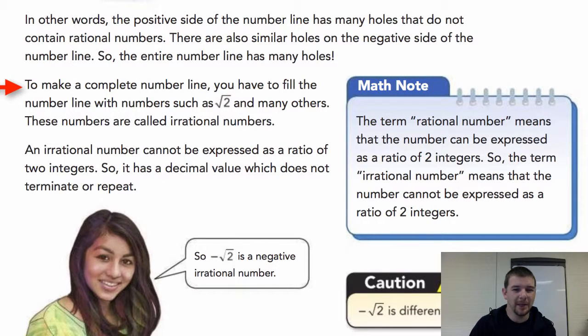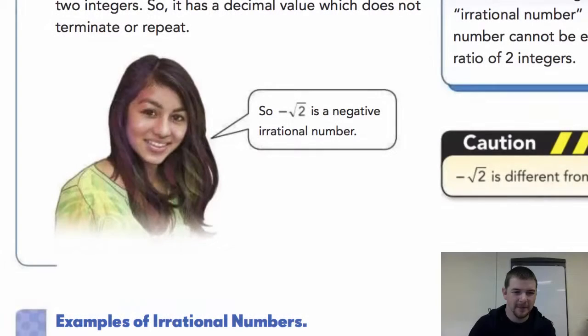To make a complete number line, you have to fill in the number line with numbers, such as the square root of 2 and many others. These numbers are called irrational numbers. An irrational number cannot be expressed as a ratio of 2 integers. So it has a decimal value which does not terminate or repeat. As this girl points out, the negative of the square root of 2 is a negative irrational number.